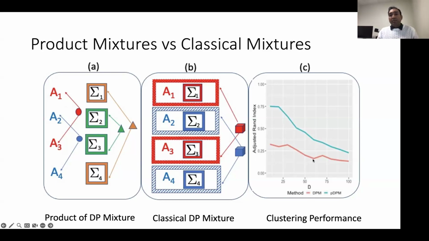And so what this plot shows is the clustering accuracy across different dimensions. You start to see that the clustering accuracy is higher for the product of DPM models compared to the classical DPM models when there's a lot of heterogeneity in the data. This is just a schematic here, but hopefully it conveys some of the idea of the models.